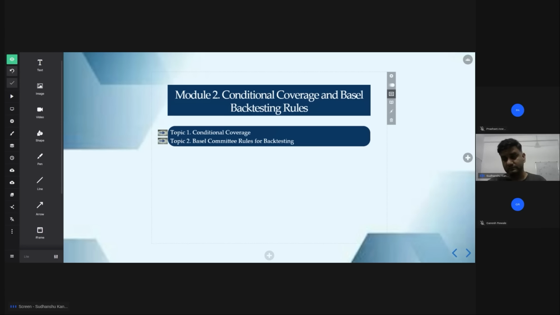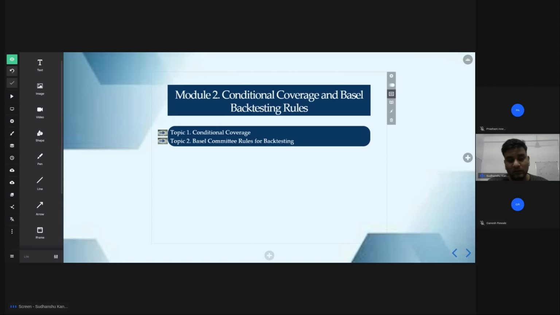All right, guys. Not much is left now. A small part of the chapter is left. This is module 2. We have done the harder part. So now it's the easy part. We'll finish in 15-20 minutes, right? So this part basically, we are getting into conditional coverage and Basel backtesting rules, right?